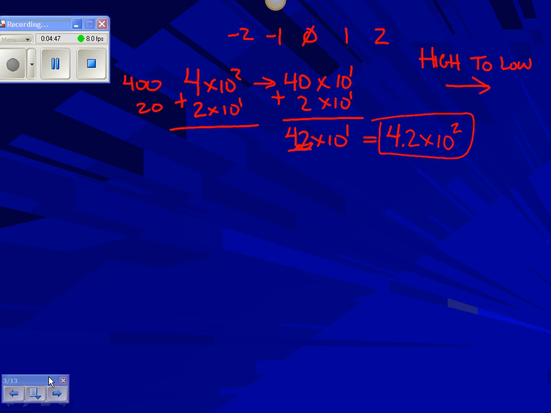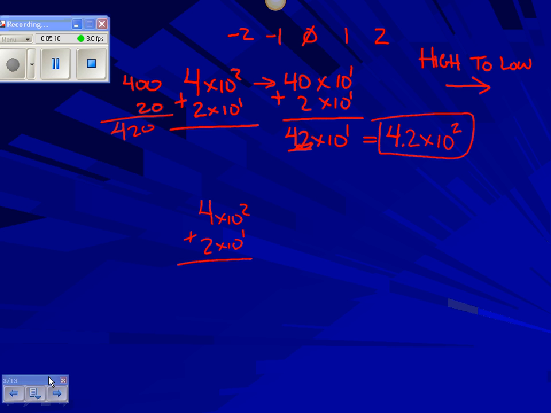Now this number, remember, 4.2 times 10 to the second, what that means is I'm going to multiply 4.2 times 10 again. I end up with an answer of 420. And if you look over here, you get 420. So that's a good way to double check. Now, what would happen if, let me go to my original problem.